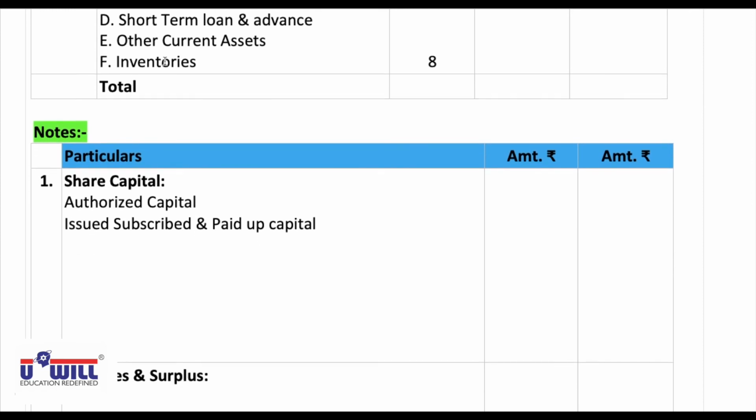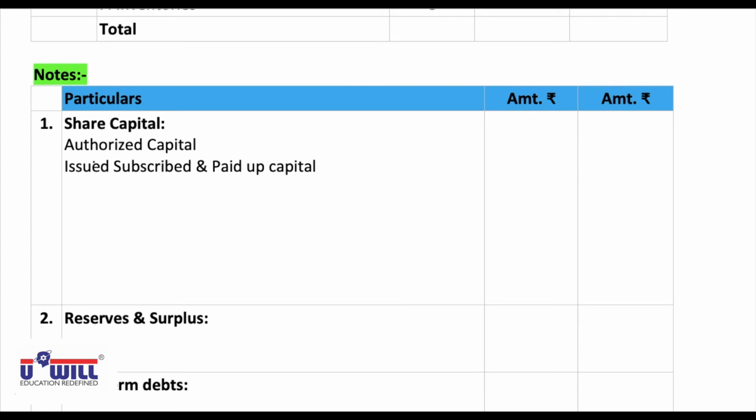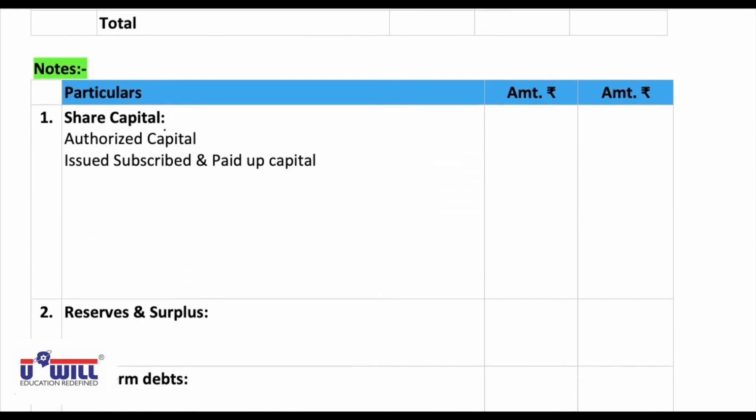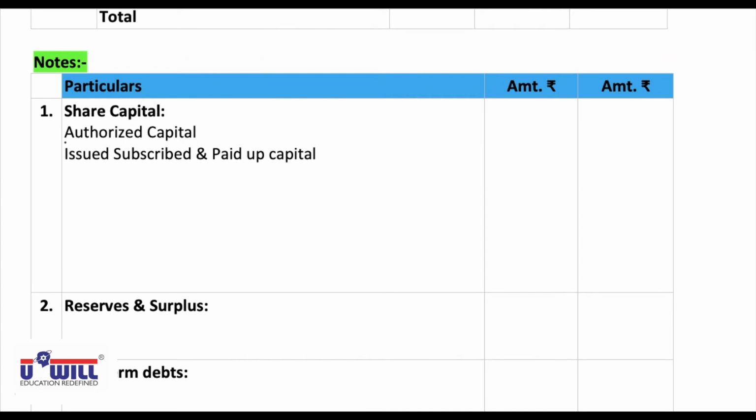Now first note, all of you write down share capital. In that, authorized capital is not given in the adjustments. I repeat, authorized capital is not given in the adjustments. So we'll write a question mark as we have been doing earlier also. All of you write down authorized capital, question mark, and double underline as it is not to be included in the total. Then all of you give the heading issued, subscribed and paid up capital.